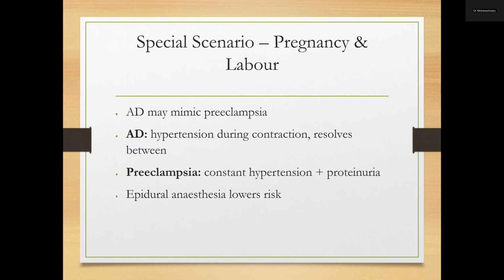So this is just to quickly mention. Of course, not much relevant in ED, but in certain district regions, you do see pregnant patients coming in labor. AD can mimic preeclampsia, but to differentiate it, in preeclampsia the patient will have constant hypertension and proteinuria, whereas they can also have AD when they are in labor. So how to differentiate it? They will have hypertension only during contraction. While there's no contraction, the blood pressure resolves in between.